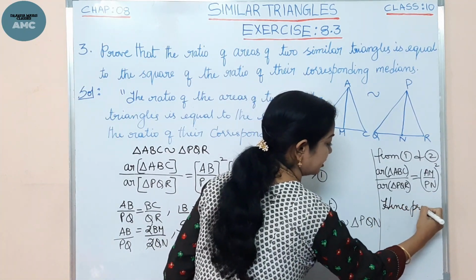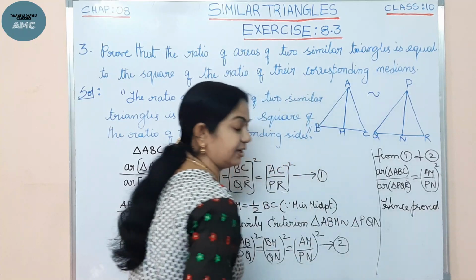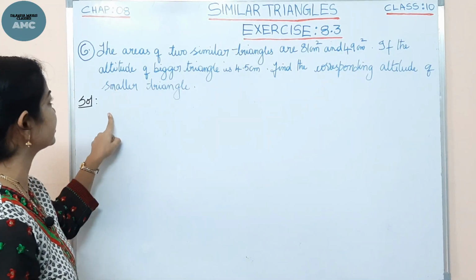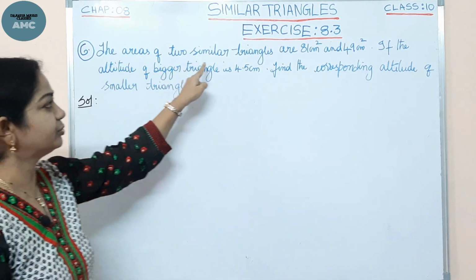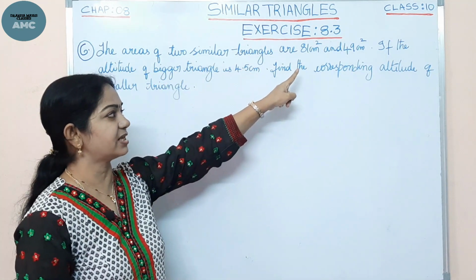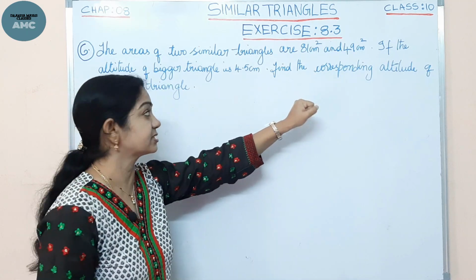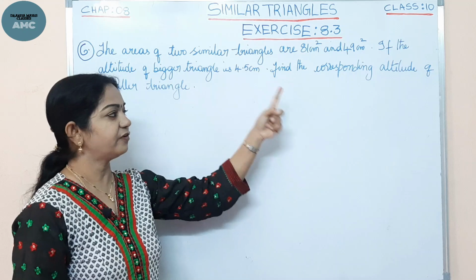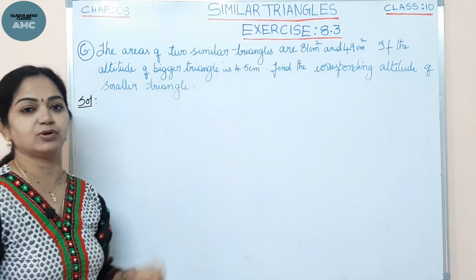So pause the video and quickly note it down. Let's see the next problem. Now the sixth problem, the last problem in this exercise. The areas of two similar triangles are 81 square centimeters and 49 square centimeters. If the altitude of the bigger triangle is 4.5, find the corresponding altitude of the smaller triangle.